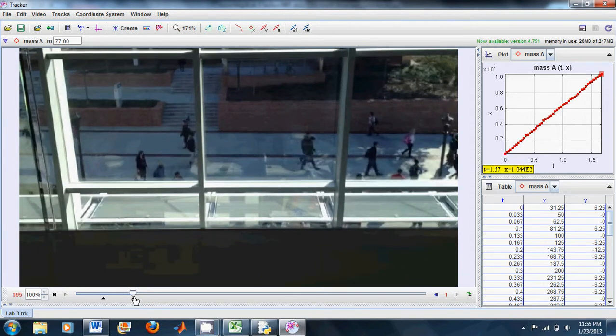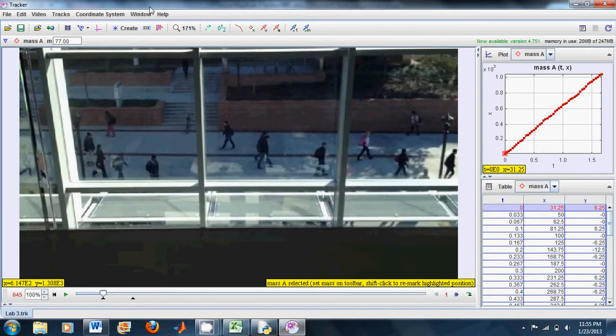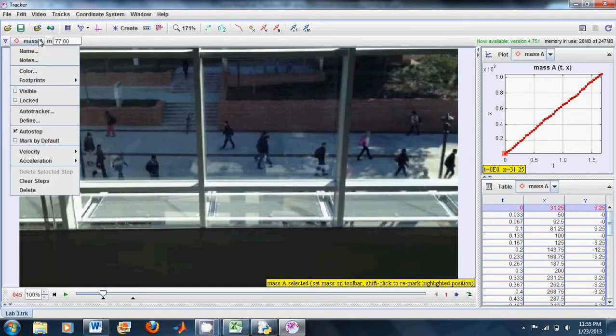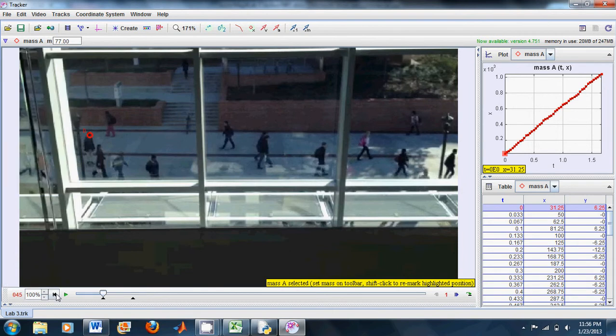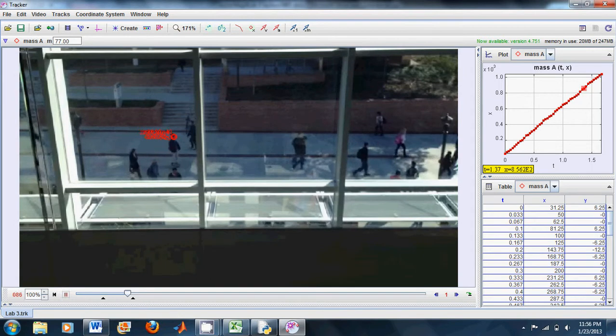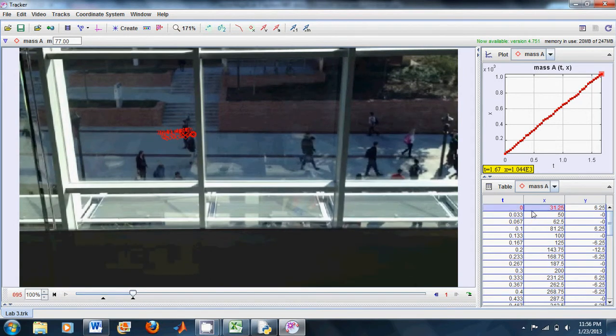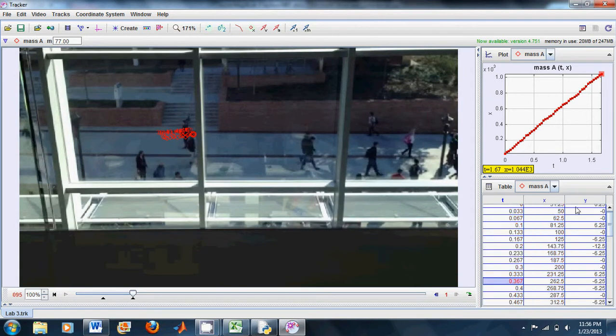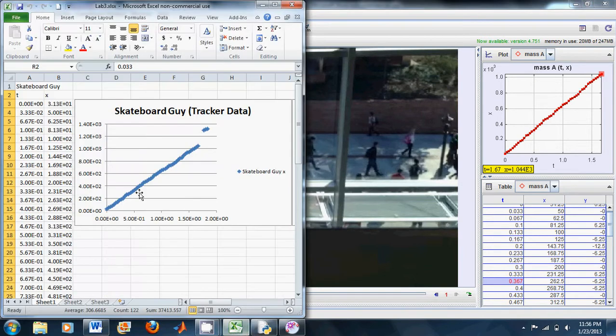So the next thing I did was I set the origin to approximately where his head is, the back of his head. Then I also set the calibration stick to be the size of his head. So after I set those, I went ahead and tracked him. As you can see here, the little dots follow him, which gave me this data here on the side. So I took the time and the X values and I made an Excel sheet to make a little chart out of it.